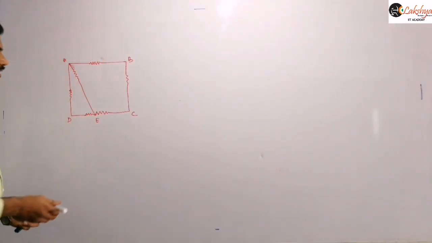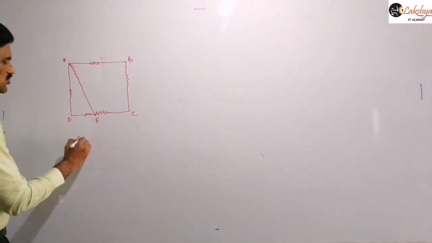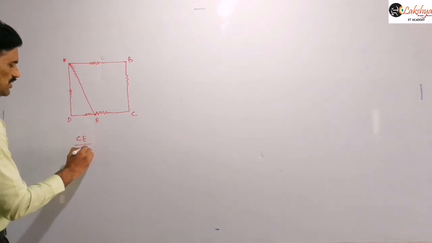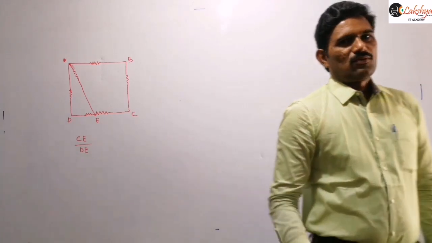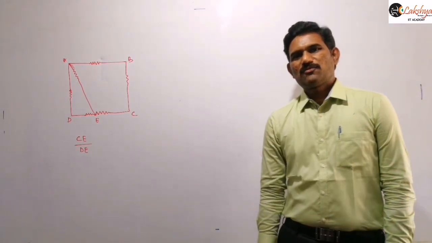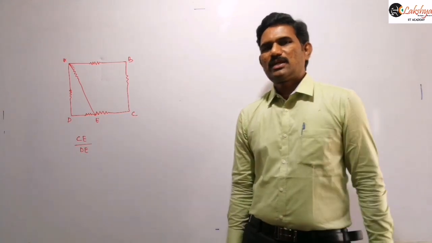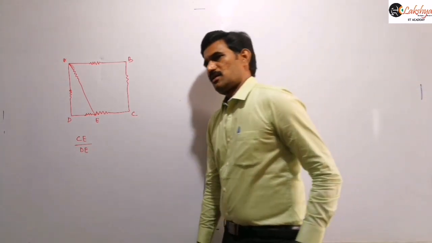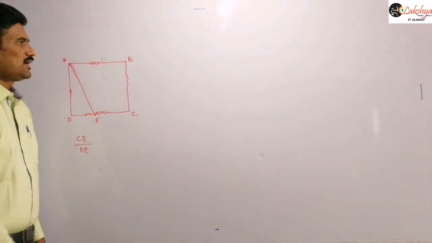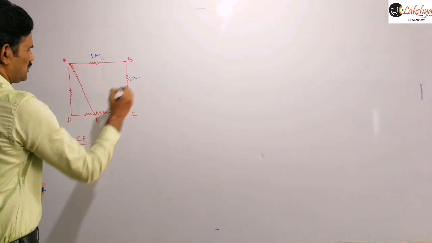Now, if potential difference is applied between, find the ratio CE to DE, such that when potential difference is applied between A and C, then the points B and E are at same potential. So is it clear the given conditions here?